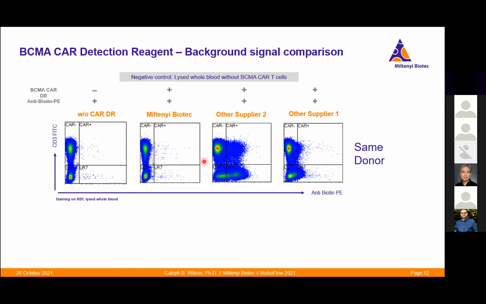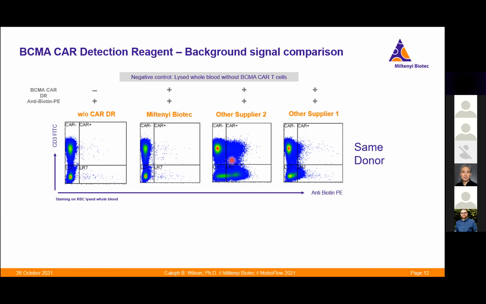Now, an even more important characteristic is background. So I'm going to walk through this data set pretty slowly. This data set is our negative control cells from whole blood that don't express the BCMA CAR. The data plot on the left shows that when you only add the biotin secondary, you have very low background. With our CAR detection reagent plus the biotin secondary, the background is very close to what the CAR negative cells are without the CAR detection reagent.